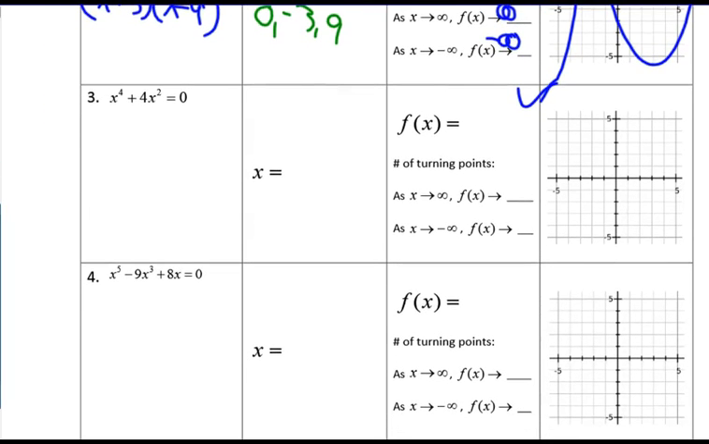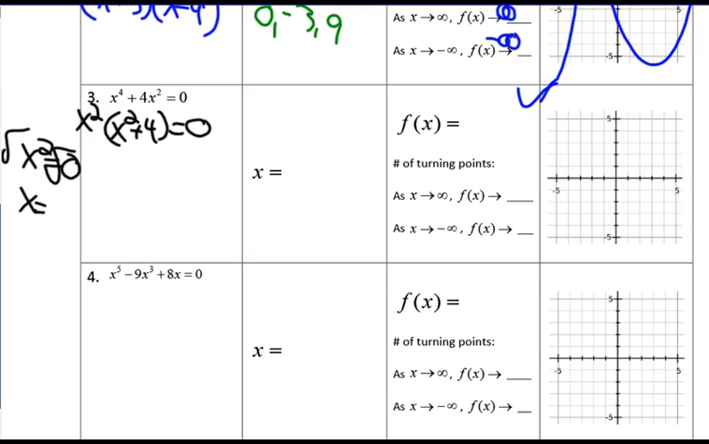Alright, so let's look at this. What can I factor out of here? What's the greatest common factor? X squared. Okay, so what's left on the inside? x squared plus 4 equals 0. Okay, so then I have x squared equals 0. How do I solve this? Square root. So x equals 0. And then x squared plus 4.